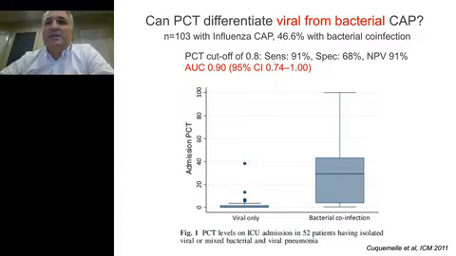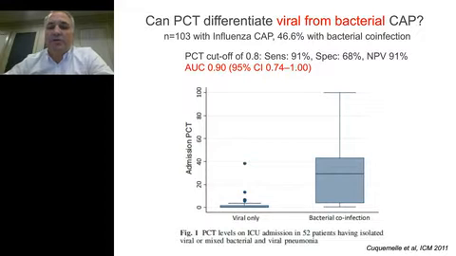So on the left side, you can see patients that had influenza pneumonia, and on the right side, you see patients with influenza pneumonia plus a bacterial co-infection. And so very clearly, you see PCT being regulated in these patients with the bacterial co-infection.